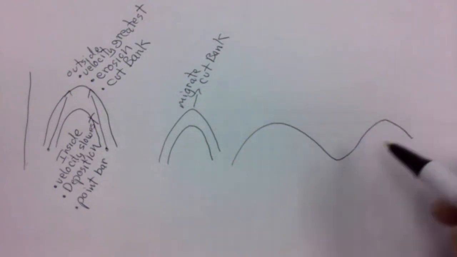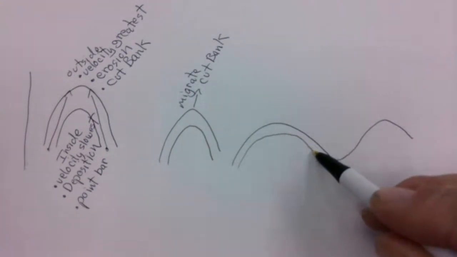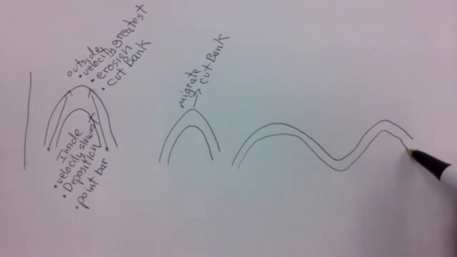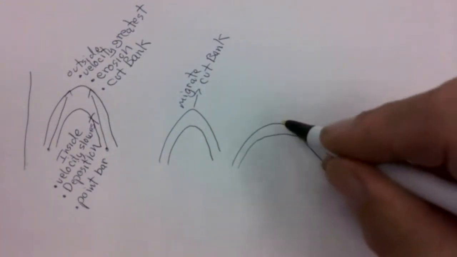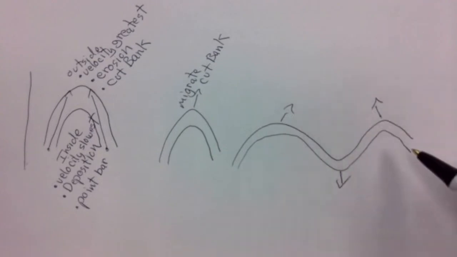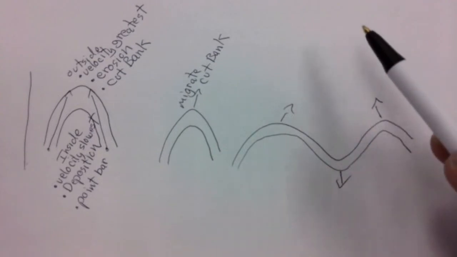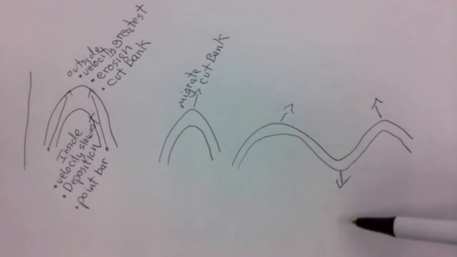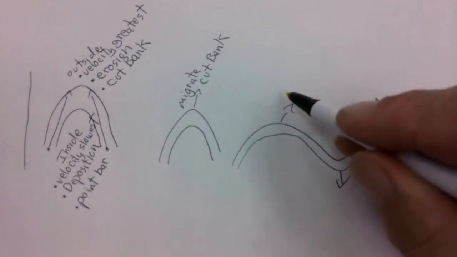And then we have situations like this. We have adjacent meanders. And if we look at the way they migrate, the two on the outside are migrating towards the top. The one in the middle is coming down towards the bottom.